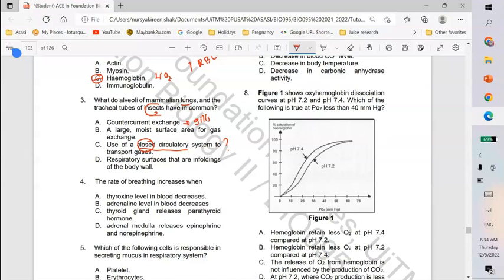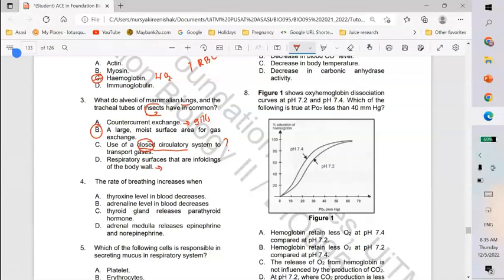Saya dah cakap kan, so all the respiratory surface must be moist to allow respiratory gases to dissolve and then diffuse. Okay, ha? So the answer should be B. So kalau A untuk gills, kalau C only applies for lungs, for mammals, and then respiratory surface that are in foldings of body walls ni.